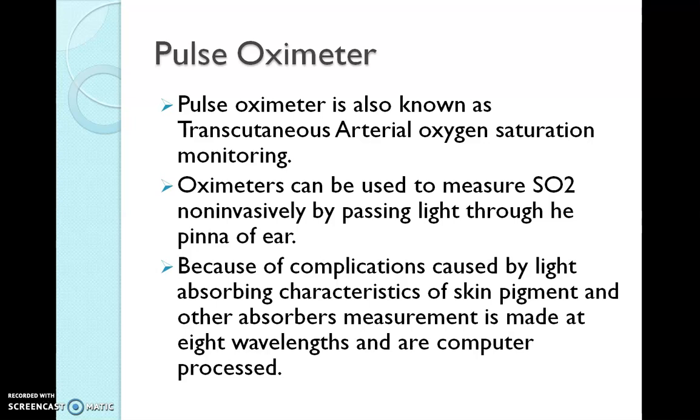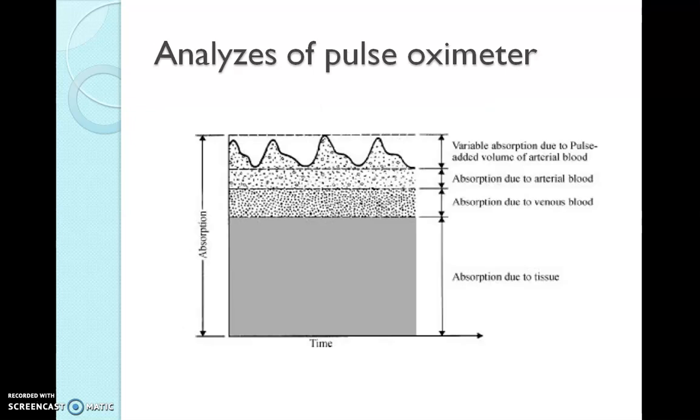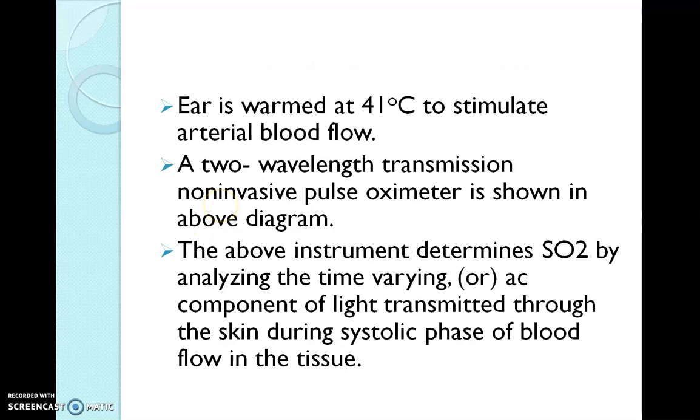Because of complications caused by the light absorbing characteristics of skin pigment and other absorbers, the measurement is made at 8 different wavelengths, computer processed, and then the final output data is provided. This is the analysis of the pulse oximeter, in the skin of the ear, that is, the pinna. Basically, the ear is warmed to 41 degrees Celsius to stimulate arterial blood flow.